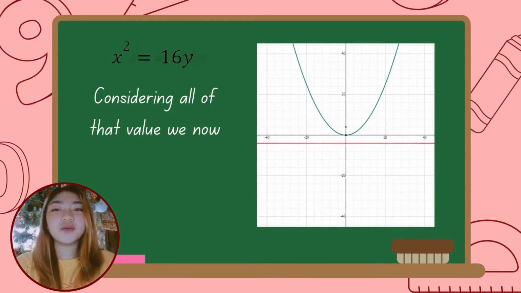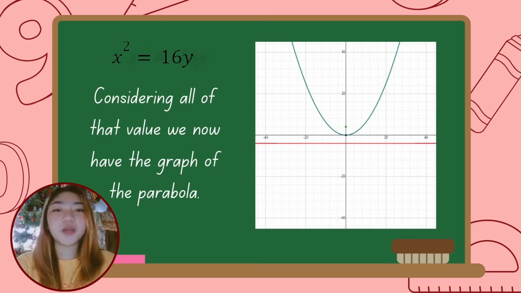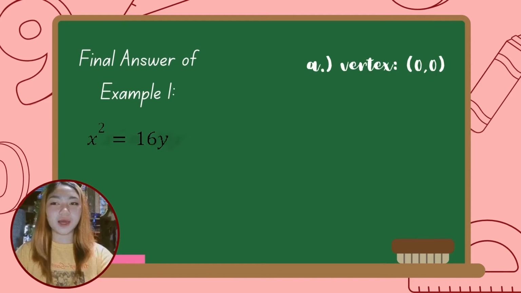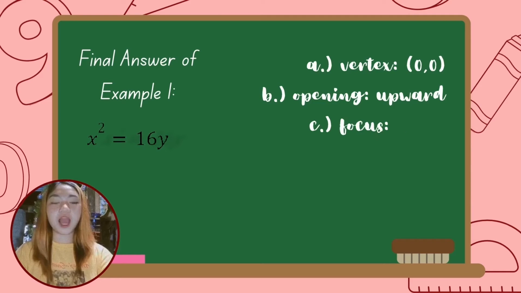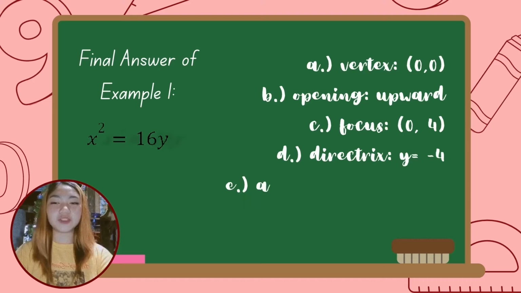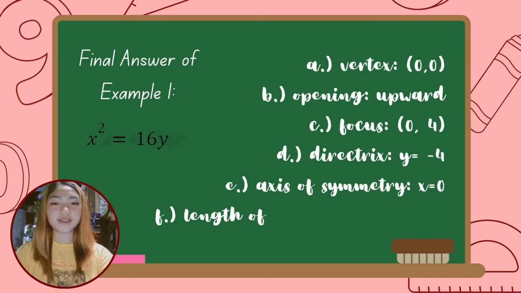Considering all of the values, we now have the graph of the parabola. X squared equals 16y. Our vertex is 0 and 0. Opening upward. Focus 0 and 4. Directrix y equals negative 4. Axis of symmetry x equals 0. Length of the latus rectum 16.